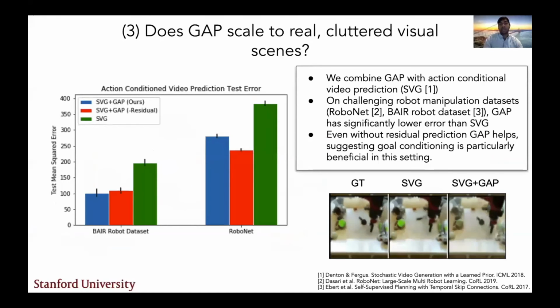Lastly, we study if GAP can be applied to challenging real-world datasets and complex visual scenes. To do so, we combine GAP with an action-conditioned SVG video prediction model, where now, when combined with GAP, the SVG is conditioned on the goal and predicts the sequence of goal state residuals. We compared these approaches in their test prediction error on goal-reaching trajectories on both the RoboNet and Bear Robot datasets, and find that GAP and GAP without residual prediction outperform standard SVG. By conditioning on the reach goal, GAP is able to focus its capacity on modeling the components of the scene which are relevant to the goal, as seen in the video on the bottom right.